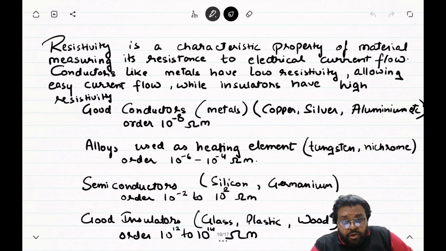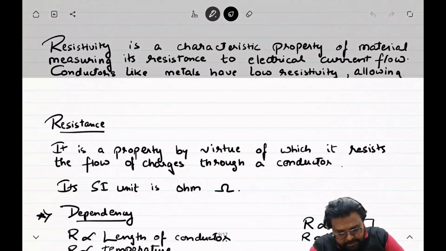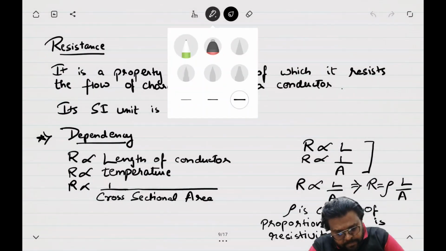So talking about the resistivity, good conductors like metals, copper, silver, aluminium, they have the order of 10 to the power minus 8 ohm meter. Now what is ohm meter? Let me tell you one more thing.